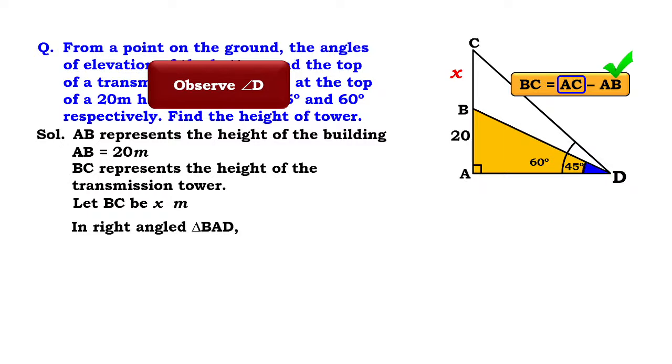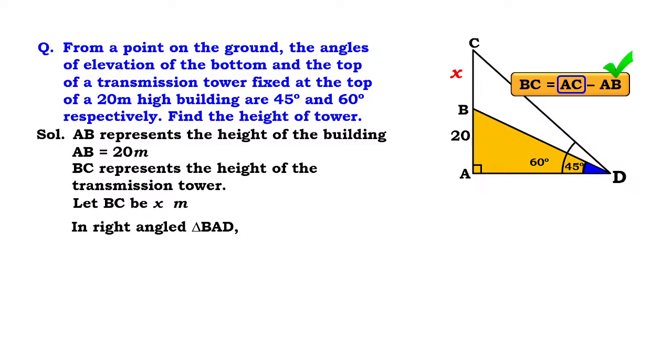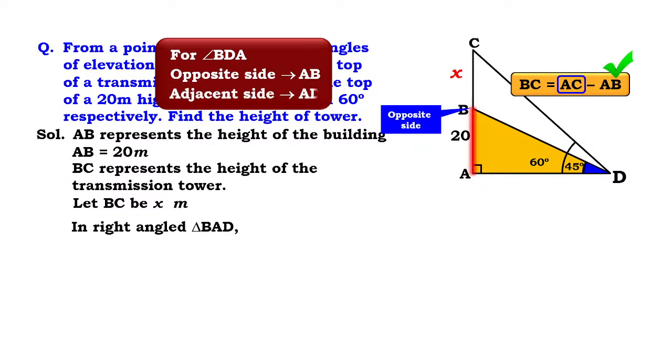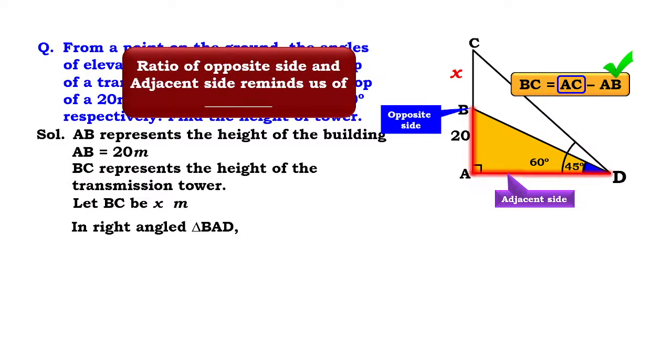Okay. Now AB is given. That means the opposite side is given, and I have to find the value of AD. Correct. Base means adjacent or opposite? Adjacent. So look at this. In angle BDA, opposite side is AB and adjacent side is what? AD. Okay. Now what happens? Opposite and adjacent, what value are you going to use? Tan. Okay, so use tan.